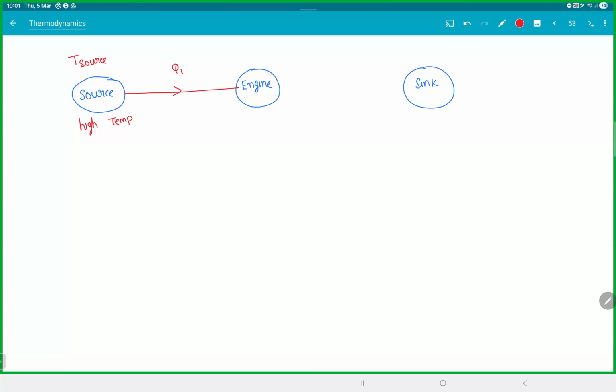So see, this is the thing. When you have a heat engine, we have a source. The source is the high temperature one. We have an engine and we have something called a sink. So the source is your high temperature. You take heat Q1 from here at high temperature and then you reject some heat here, Q2. This is your sink. The sink is at low temperature. In this process, you do some work.